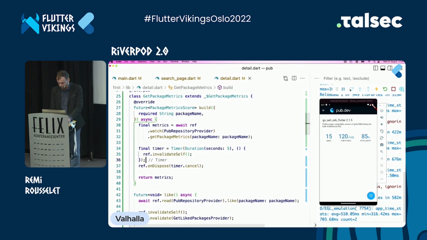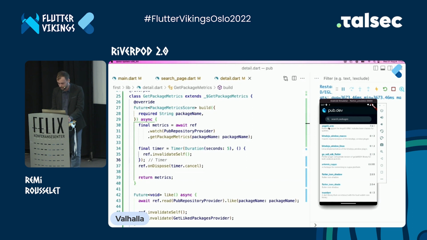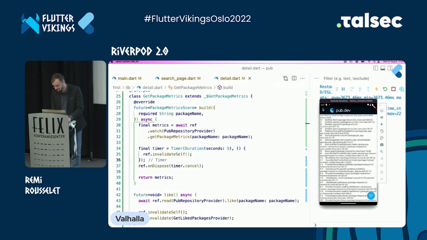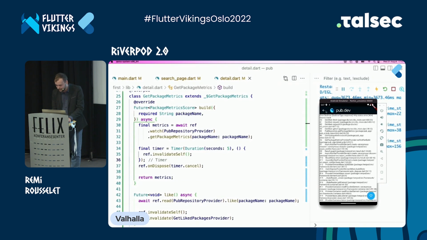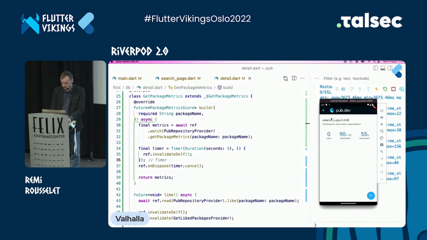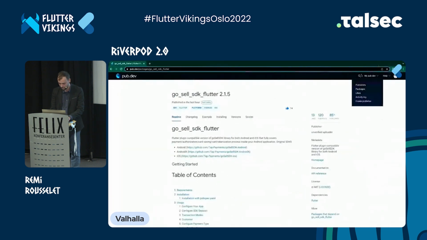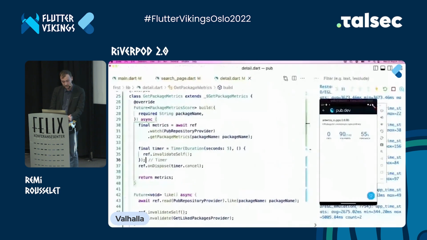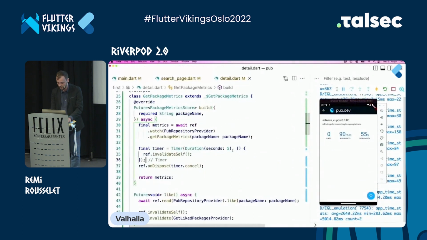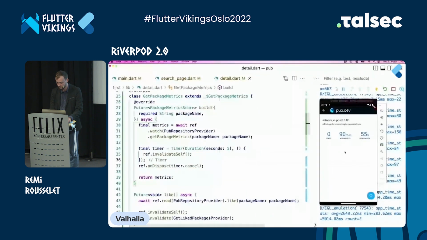So now I just save. I'm going to make a hot restart just to make sure. You see that errors on some packages, because somehow the API of pub fails on some packages. I don't know why. Which one is it? Artemis Cops. So here it's technically now refreshing every 5 seconds. There are no likes in here. But if I like it, hopefully, yay.